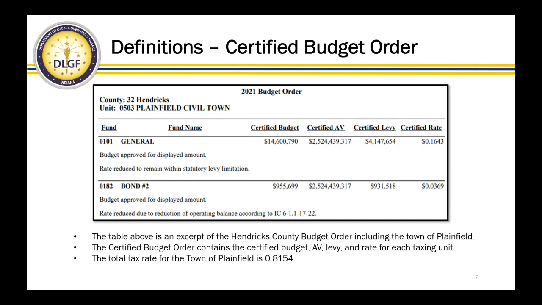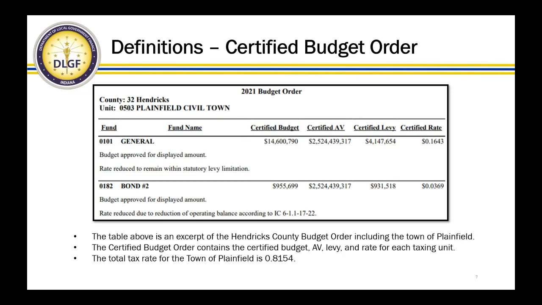The $4.1 million of the certified levy, that's the new property taxes that they expect to generate during the course of the year. That is one of the values that is used to determine what the town can afford. That $4.1 million helps to fund that certified budget of $14 million. We can see there are other things included in it, but the new property taxes represent almost a third of how they're going to fund their budget. The last piece is that certified tax rate.